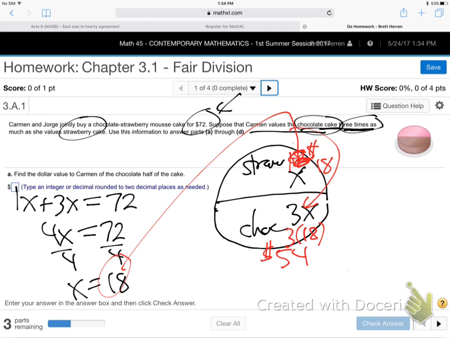So here come the questions now. Find the dollar value to Carmen of the chocolate half of the cake. If you gave Carmen the chocolate half and said, here you go, Carmen, here's the chocolate half, she would think she was given how much money worth? $54, right? Carmen thinks the chocolate half is worth $54, doesn't she? Let's go back. We've got to get to A, B, C, and D.